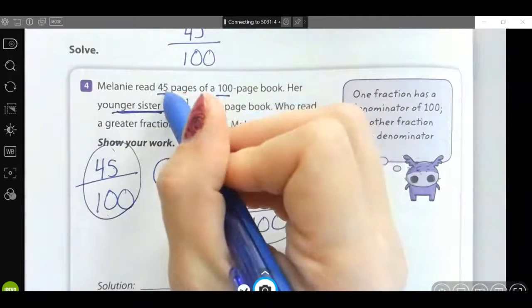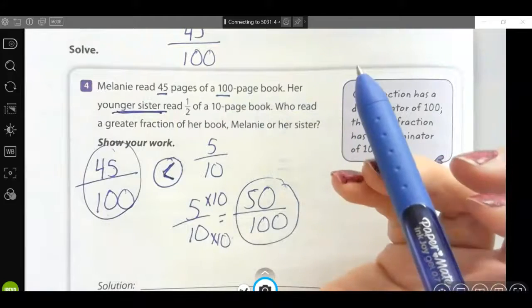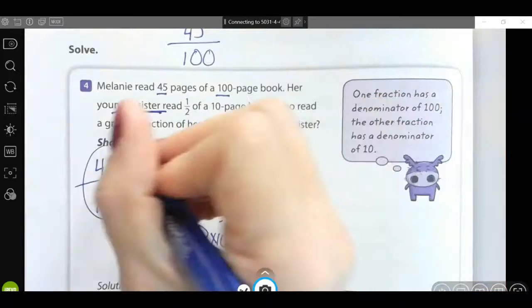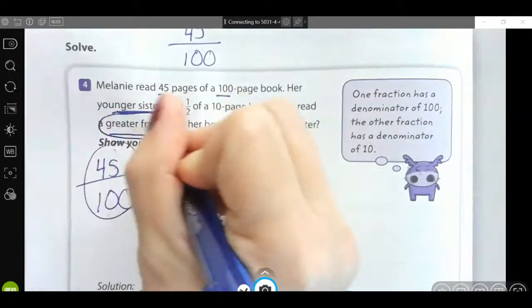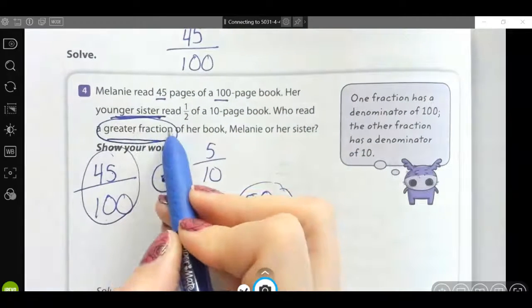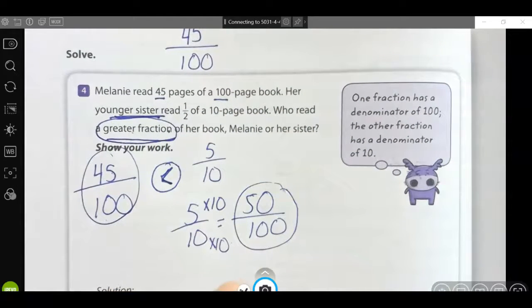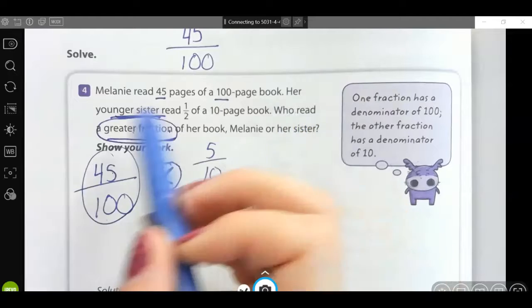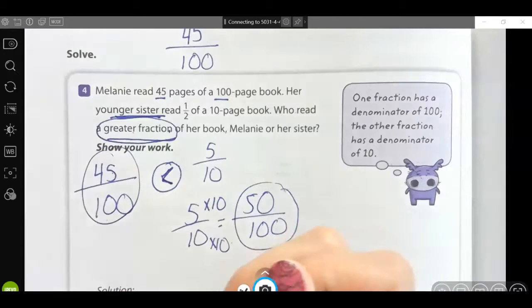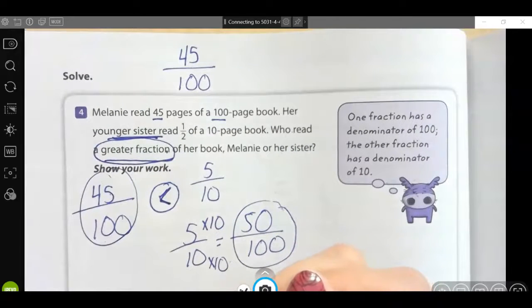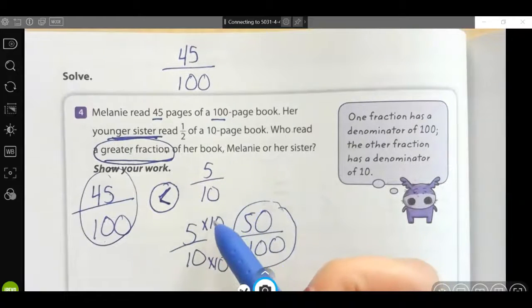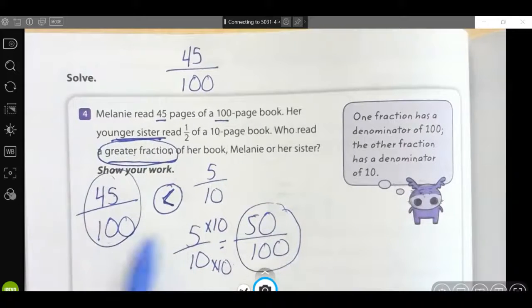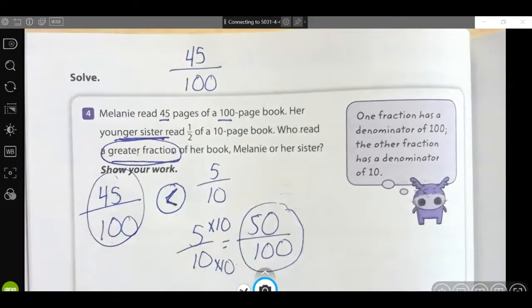Even though Melanie read more pages, the question is not asking us the amount of pages, it's asking us the greater fraction of the book. But you said who read more. You didn't say who read the greater fraction. Well, let's talk about what the question's asking us. What's the question asking us? Who read a greater fraction of their book? So that would be the little sister, right? Okay. Be very careful when you're reading these and making sure that when you're comparing them, you find a common denominator.